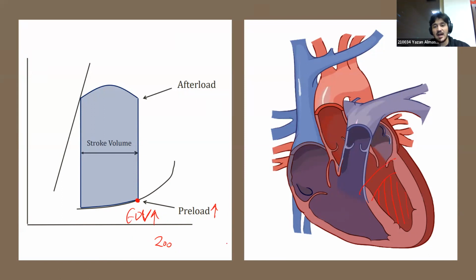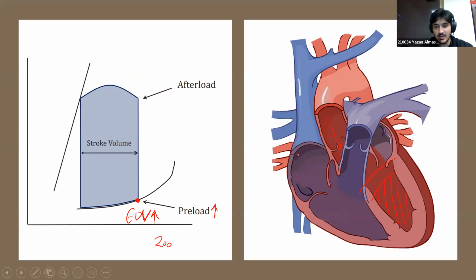Someone might ask me, how are we going to have more blood? It can be either because of more blood in the body, okay, that could happen. Or, for example, the blood is going back from the aorta because of aortic regurgitation. So you're going to have more blood.